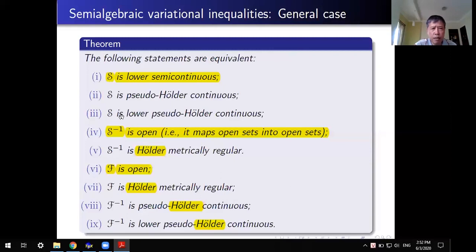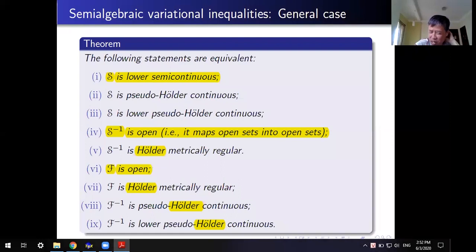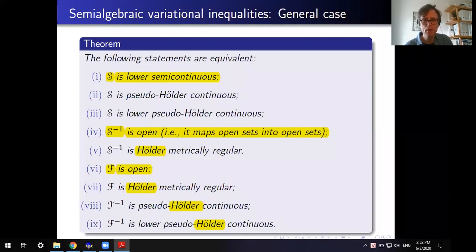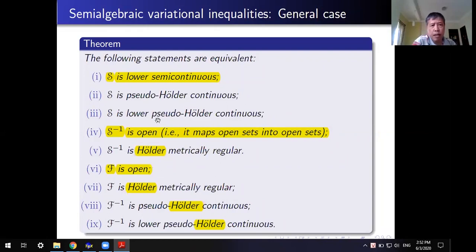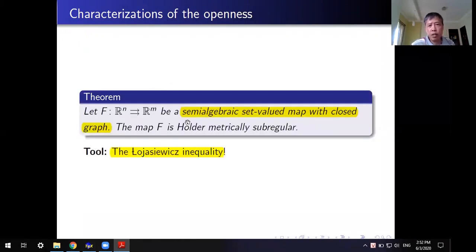So you've got equivalence of lower semicontinuity of the solution mapping and Hölder metric regularity of the F mapping, for instance. The proof is not difficult. My question is whether there's a similar notion of continuity of the solution mapping that either implies or is equivalent to Hölder metric subregularity of F. In fact, you know that if F is a semi-algebraic set-valued map with closed graph, then F is automatically Hölder metrically subregular without assumption, right?